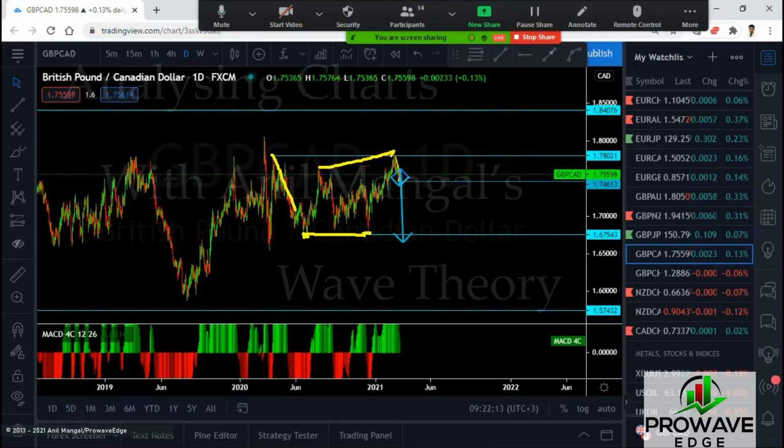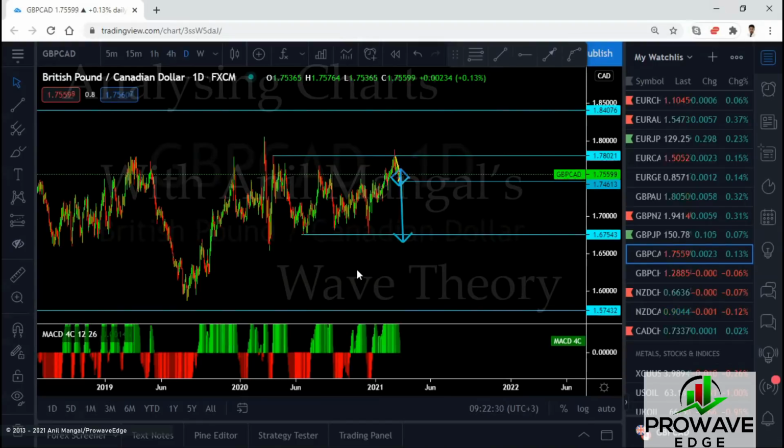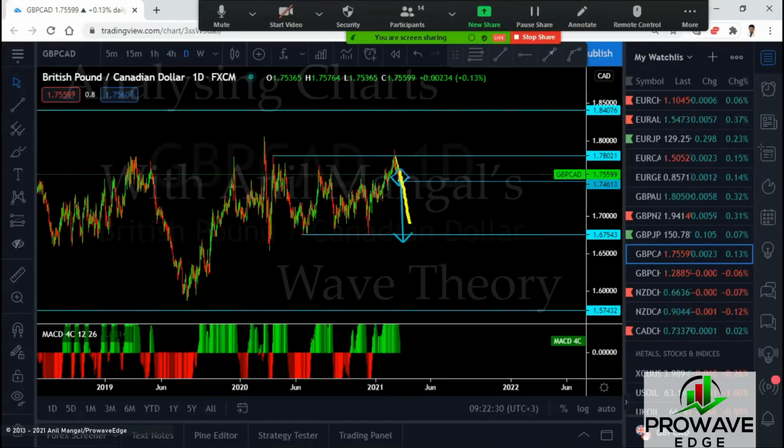We're coming back for this one here now. Right, we're coming back here. Because we broke that top, this doesn't have to come back to the low. It can drop short of the low, which means it can come to about this level and go back up like this. This would be another running flat.